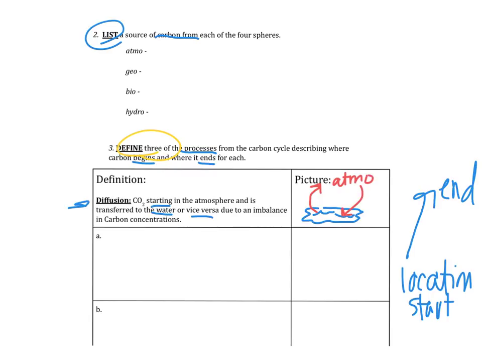So whatever term that you pick, give the written definition over here, right? And then the picture definition over here, just a little snapshot of the carbon cycle.